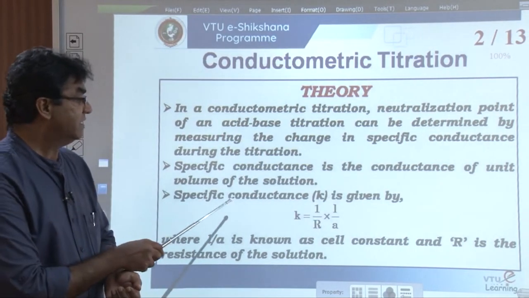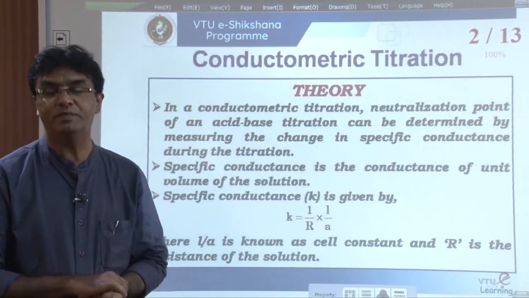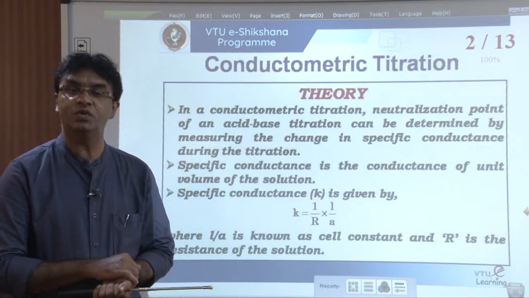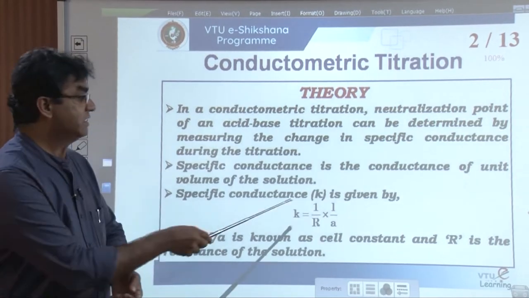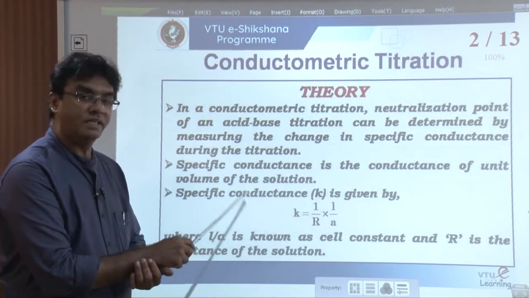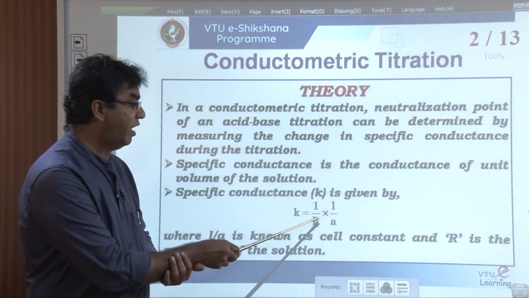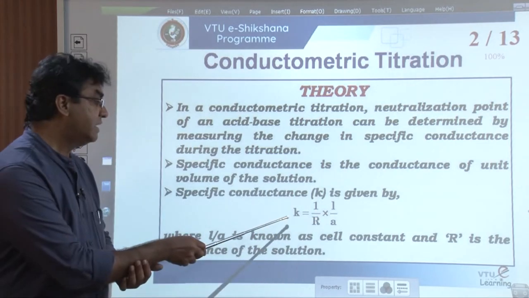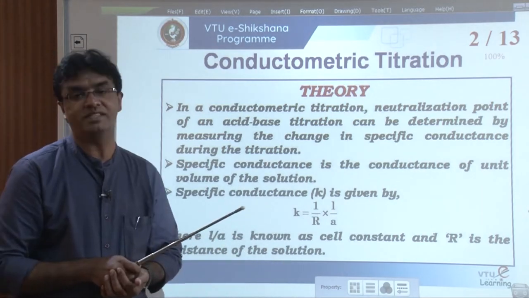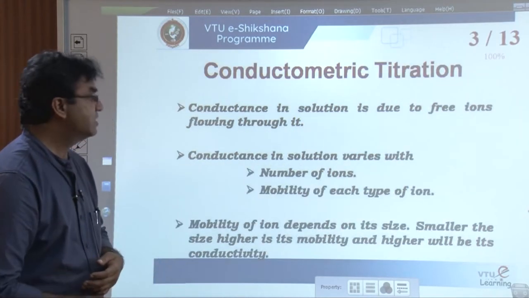Specific conductance is nothing but the conductance of unit volume of the electrolytic solution. Specific conductance is indicated by the letter K, and we can calculate K by using the relationship K is equal to 1 by R into L by A, where R is the resistance of the medium or the solution, and L by A is the cell constant.